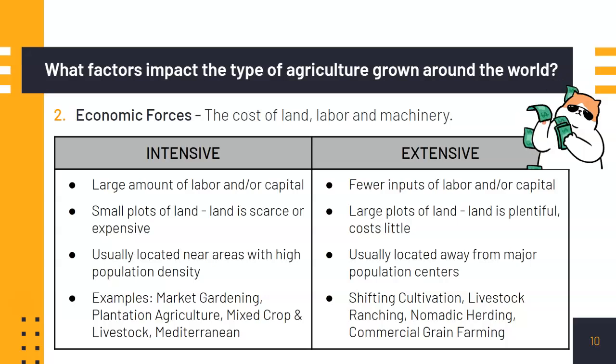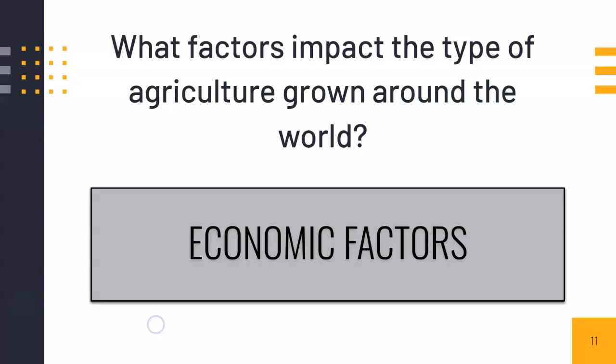The cost of land, labor, and machinery shapes whether farming is conducted intensively or extensively. Intensive agriculture thrives in areas with limited land and high demand, while extensive agriculture is more common in regions with abundant, inexpensive land. Both systems reflect how economic forces influence the scale, methods, and types of agricultural practices around the world. So while the physical landscape impacts the type of agriculture, so do economic factors.